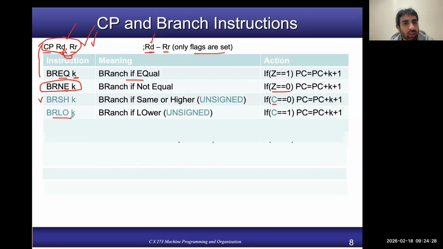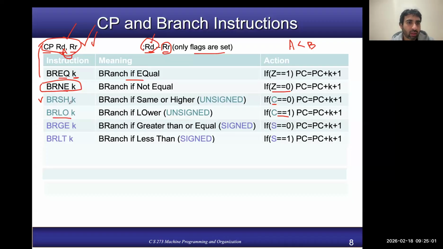And branch low, remember what I showed you on OneNote. This is the case when A is less than B. If A is less than B, then what? C is equal to 1, right? So we are saying branch if lower, if A is lower than B. So basically you are saying if RD is lower than RR, then jump to the target.